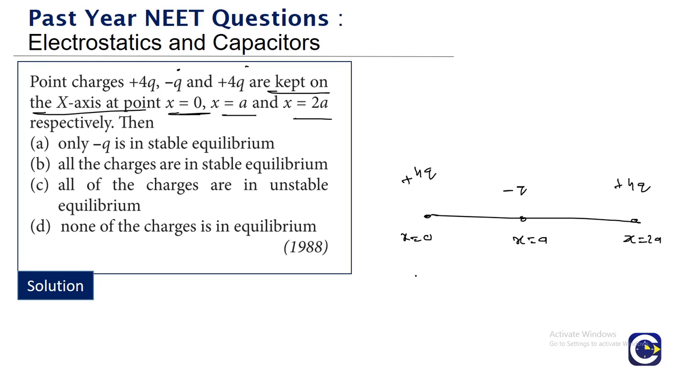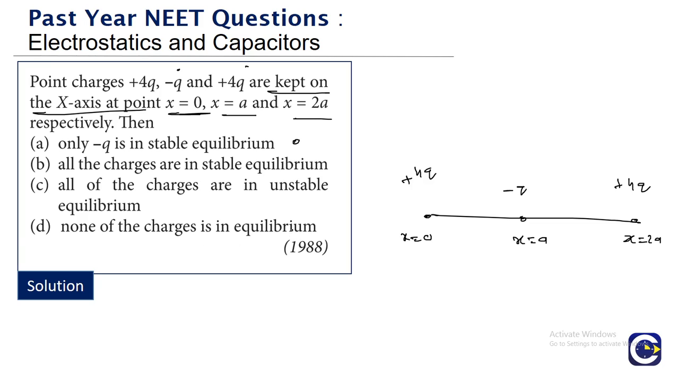Now this combination of charges, we have to comment on whether they are in stable equilibrium. Maybe you can take a look at these options. Option A is saying only minus q is in stable equilibrium. Option B is saying that all the charges are in stable equilibrium. Option C is saying that all of the charges are in unstable equilibrium. Option D is saying that none of the charges are in equilibrium.